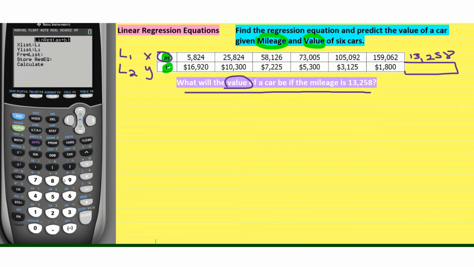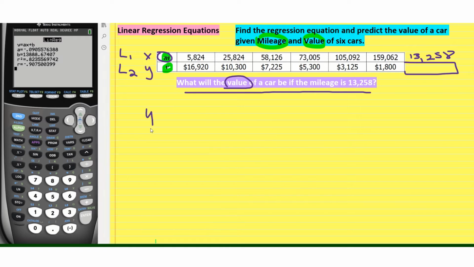And at this point, it says X list L1, and it's basically asking, are your X values in list 1? And we're like, yes. Are your Y values in list 2? Yes, they are. That's what I want the calculations to be made with, list 1 and list 2. So I keep pushing enter, enter, enter, and then once I push enter on calculate, it will do exactly that. It will calculate for us. It gives us this format of Y equals AX plus B. That is exactly the same thing as Y equals MX plus B.